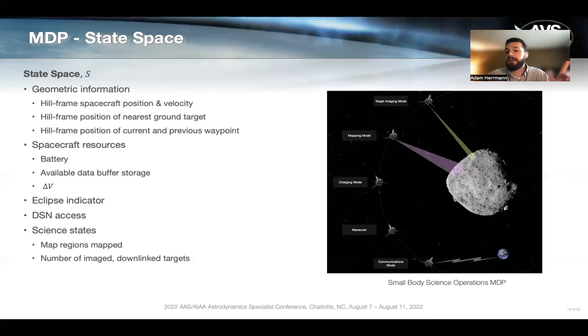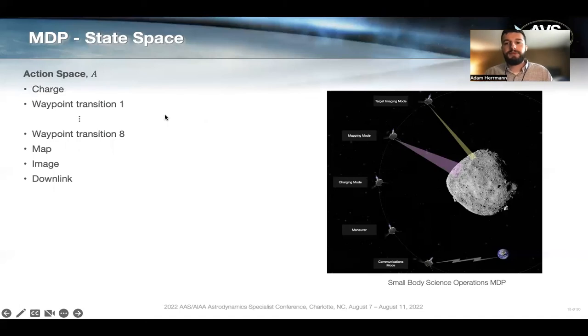It's important to mention that this is an MVP. We have observability on these things. When we move to a POMDP formulation, there are things in the state space, like the map regions and the number of image targets, that might have some uncertainty on them, or we can't even observe them at all. But that's for future work. Just to get your thinking in the right space.